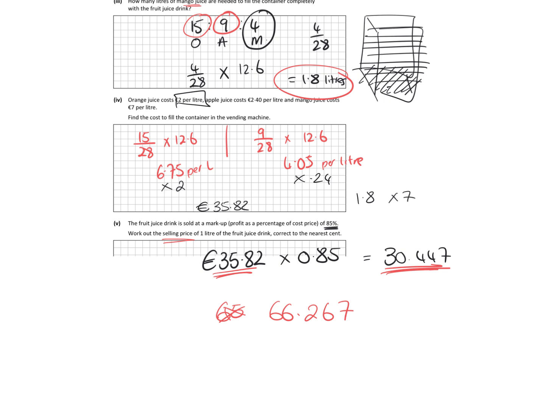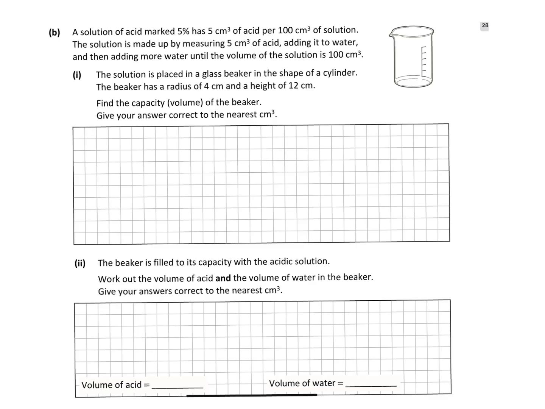So that's how much it's costing to sell how many litres? 12.6. So we just divide it by 12.6 to figure out how much it would be per litre, and the answer is 5.2. So that's how much they need to sell each litre for to be making a percentage profit of 85%. Okay, into the very last section of this paper.